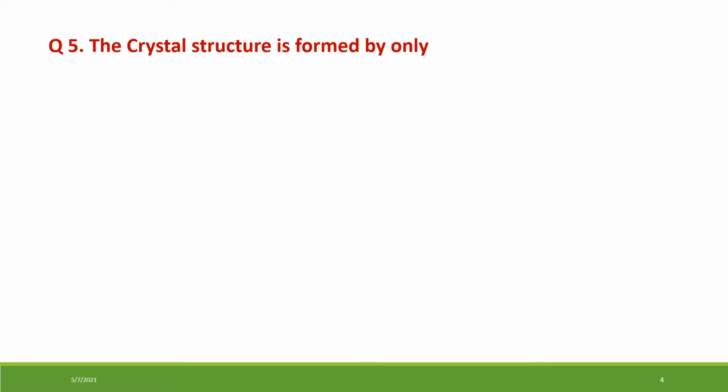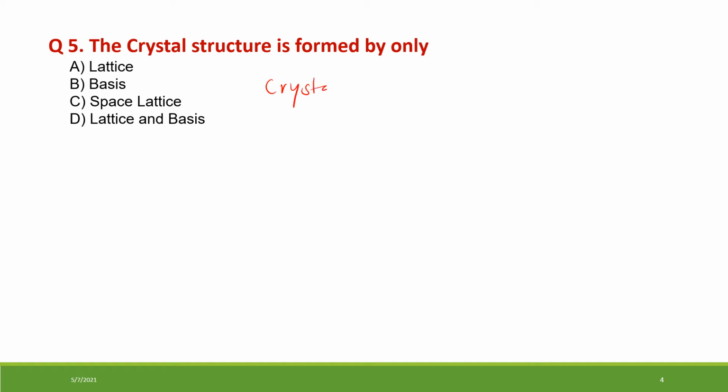The question is, the crystal structure is formed by only, and the options are A lattice, B basis, C space lattice, D lattice and basis. We know the crystal structure is formed by lattice and basis. So the correct answer is D, lattice and basis.